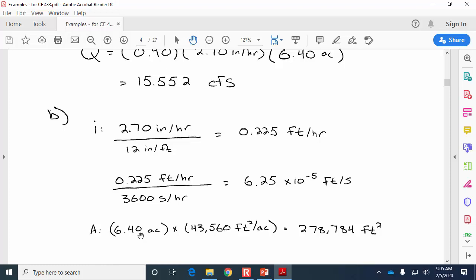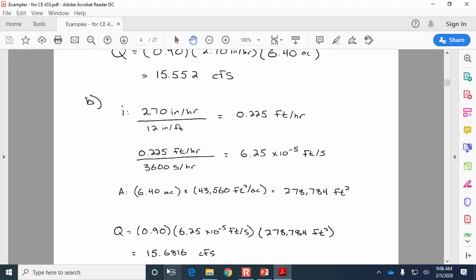All right, so 6.4 acres multiplied by 43,560. This is how many square feet the parking lot is. Now we have some unit consistency here. We've got an area, and a depth per time falling over it. If we multiply those two parameters together, we get volume per time. So it's 15.7 CFS if we have the runoff coefficient, the depth per time falling over an area.